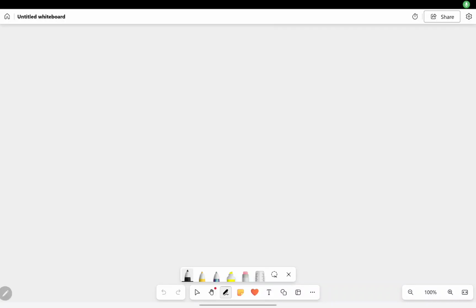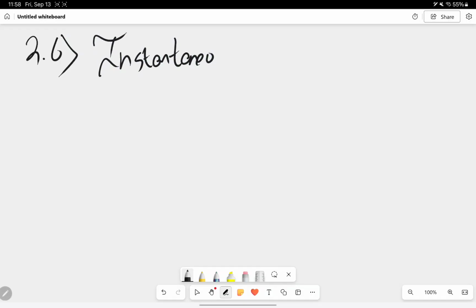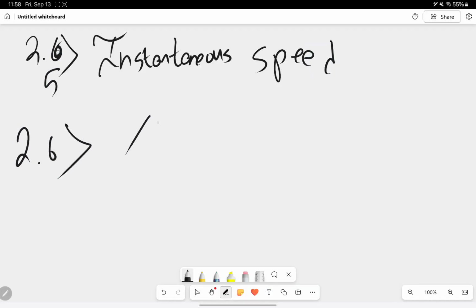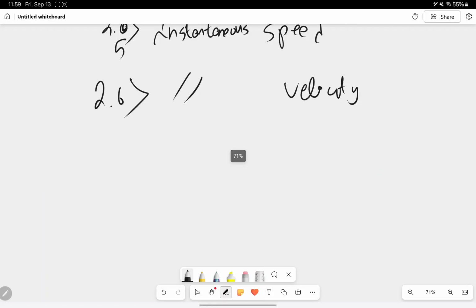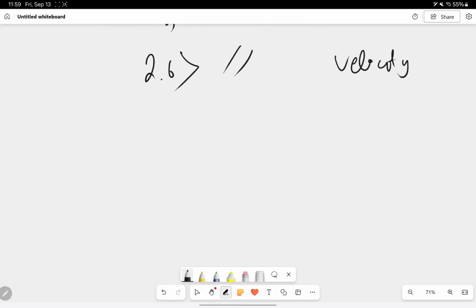Okay, let's get back again now. I'm going to take up section 2.6, instantaneous velocity. Sorry, the previous one was 2.5, on instantaneous speed. What is the difference between them? Let's take, for example, this idea.